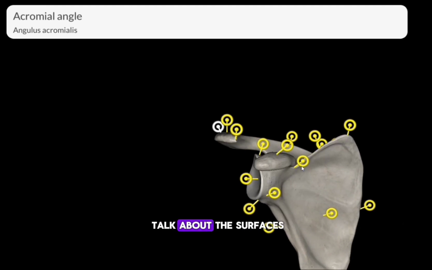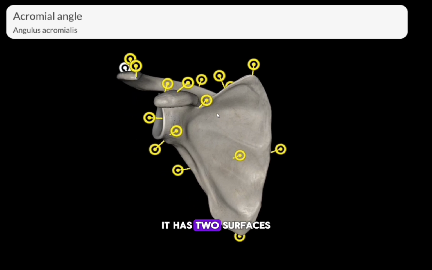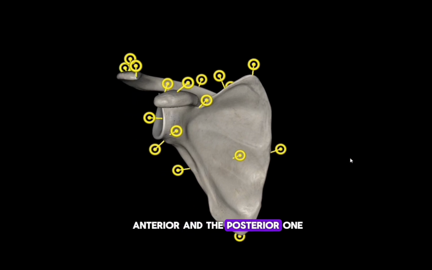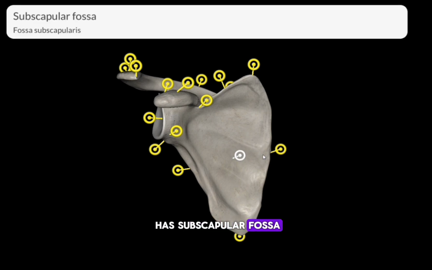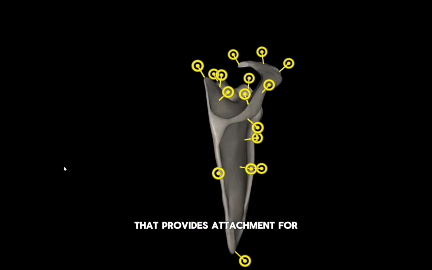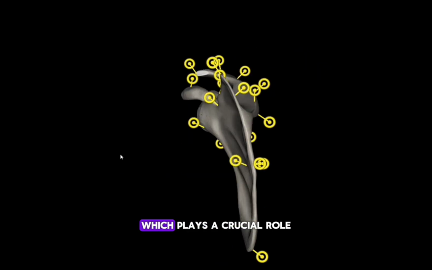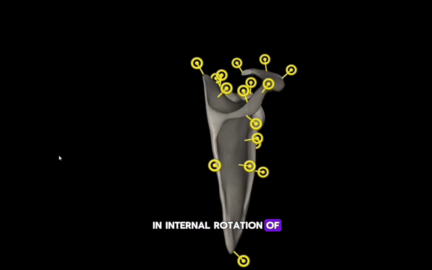Now we are going to talk about the surfaces of the scapula. It has two surfaces, anterior and the posterior one. The anterior surface has the subscapular fossa. This is a broadened cavity that provides attachment for the subscapularis muscle, which plays a crucial role in internal rotation of the shoulder.